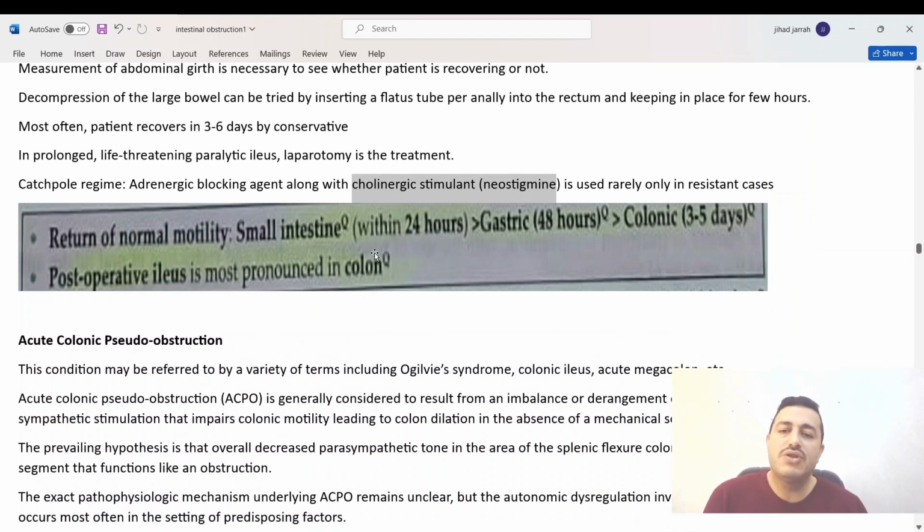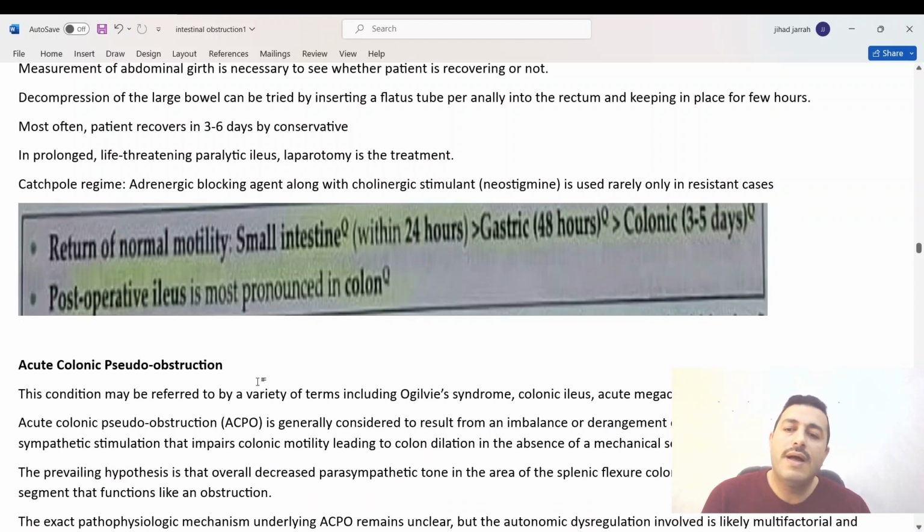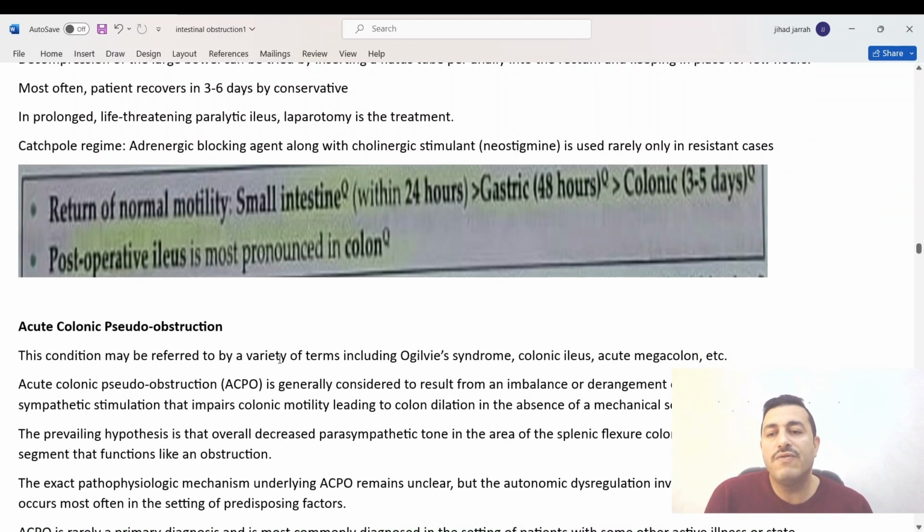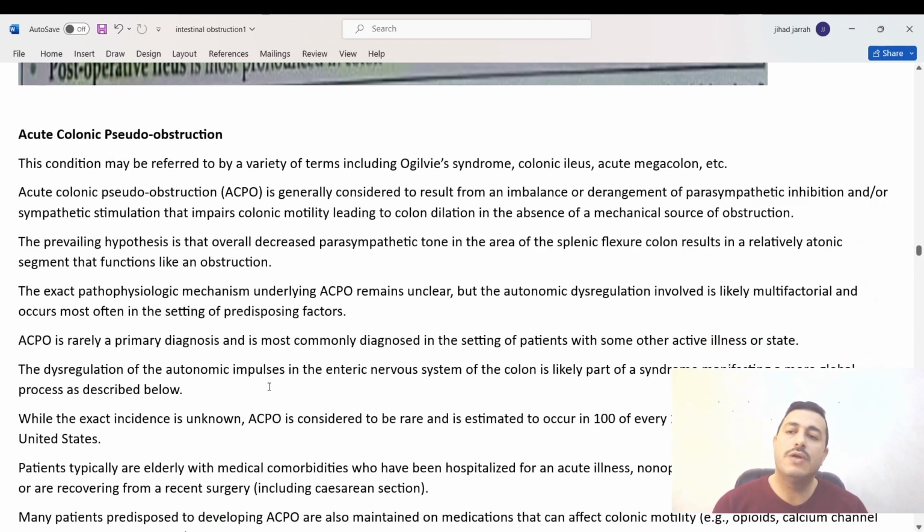About this picture, I see it's a little bit interesting. It's about the return of normal motility. Post-surgical, for example, if we are talking about surgery, we have ileus, and the return of motility starts with the small bowel. It first returns to its activity within 24 hours, then the gastric within 2 days, and the colon takes 3 to 5 days to resolve. The most common site for post-operative ileus is the colon, actually.